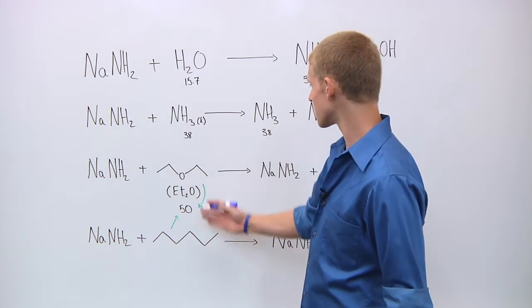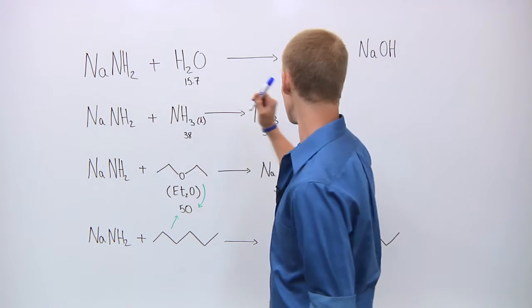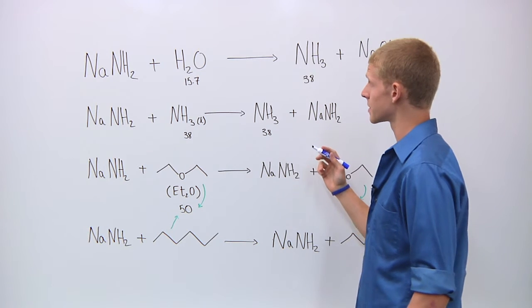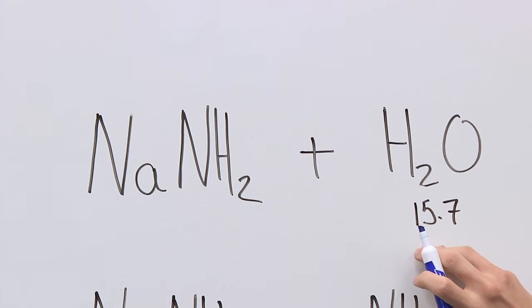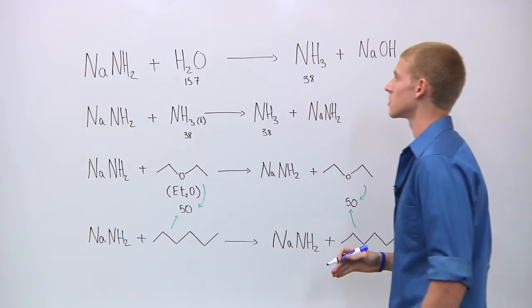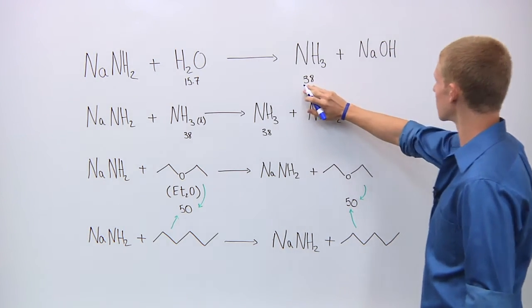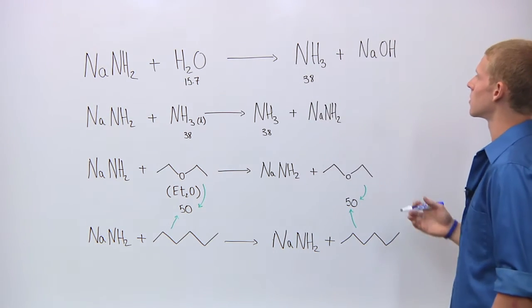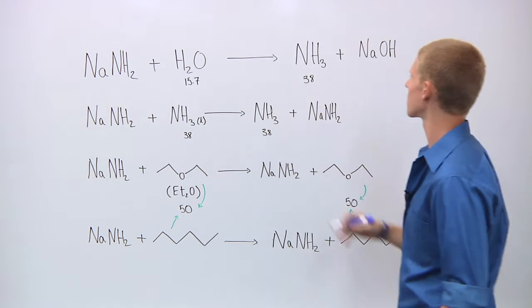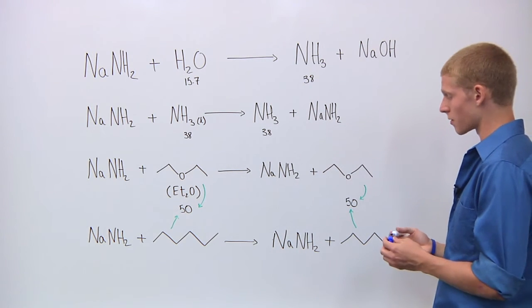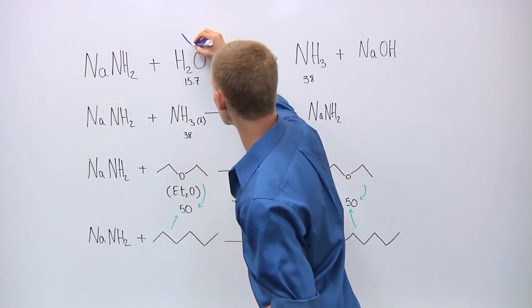So here we have a list of common solvents, and we're going to look through and make sure that it meets both of those requirements. So first we have water, which has a pKa value of 15.7, and when reacted with sodium amide, we get NH3 and NaOH, which has a pKa value of 38. So it's going from lower to higher, which means the reaction is going to go through, and it means it's reacting with our base. So this is not going to be a good solvent.